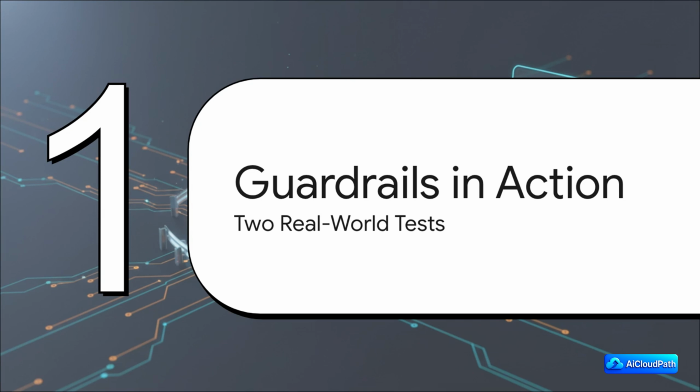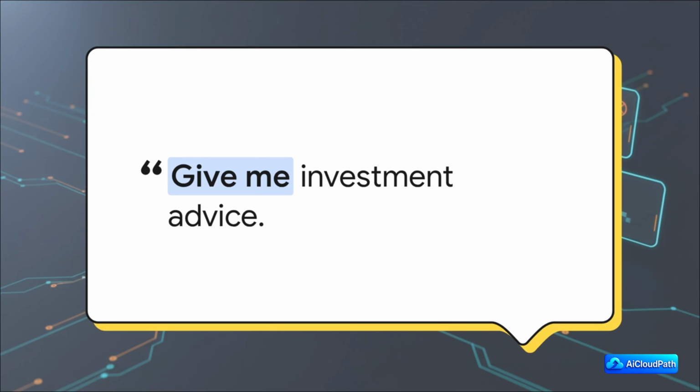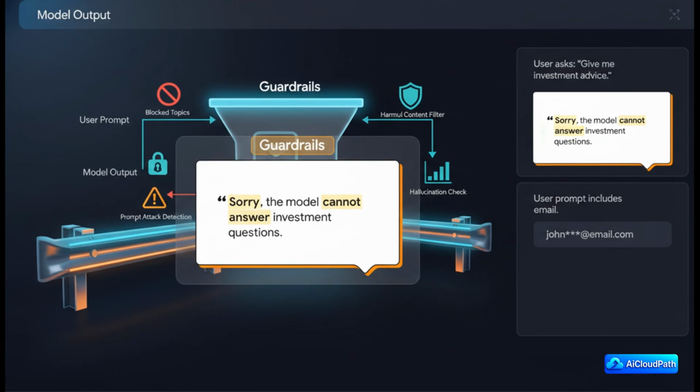Now, theory is great and all, but let's see how this actually performs out in the real world. We're going to look at two examples from a hands-on demo. Okay, here's test number 1. A user comes in and asks for something we've specifically defined as a denied topic, investment advice. So what happens? Boom! The guardrail kicks in, just like it's supposed to. Instead of the AI trying to answer and maybe giving really bad or even dangerous advice, the system just stops it cold, and it gives that custom message that we configured beforehand.